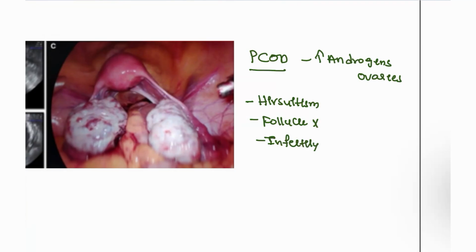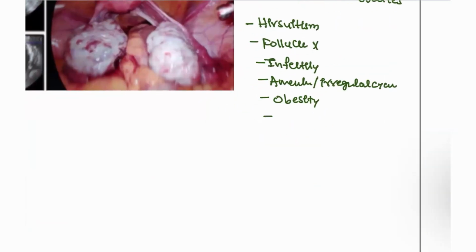It is associated with infertility, and also the patient will be having amenorrhea or irregular cycles. Irregular cycles, and also obesity, which will be seen over time. They can also be associated with insulin resistance. Overall, these will all be seen in the condition of PCOD.